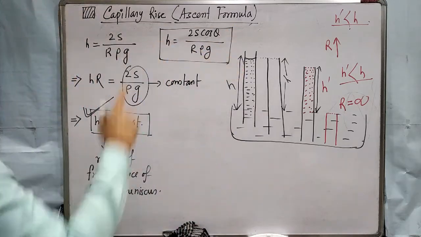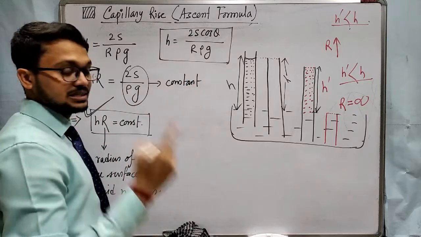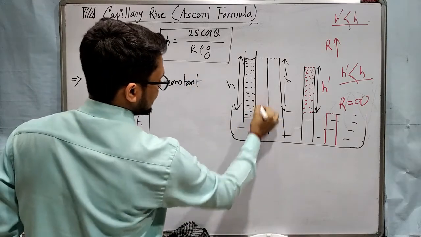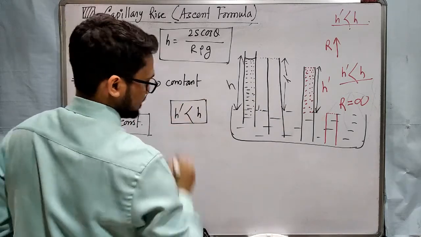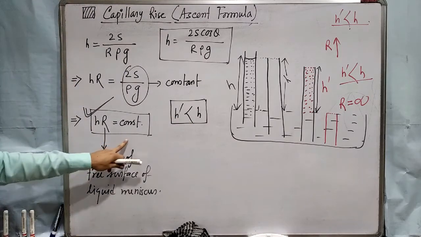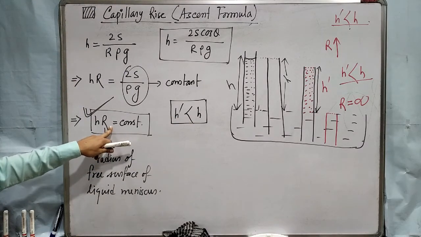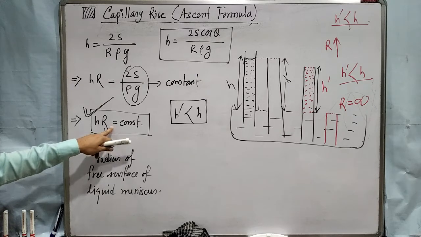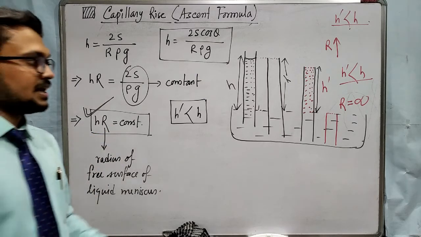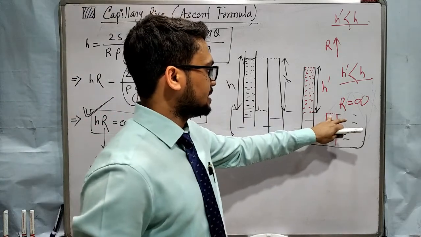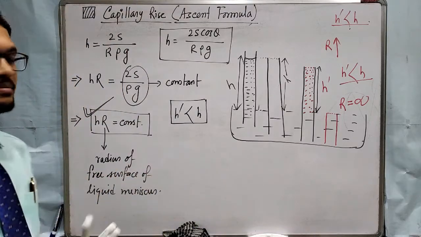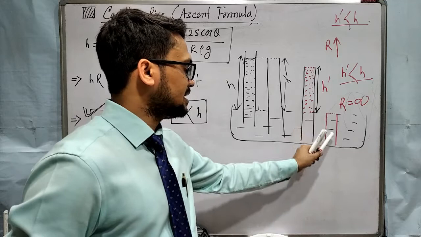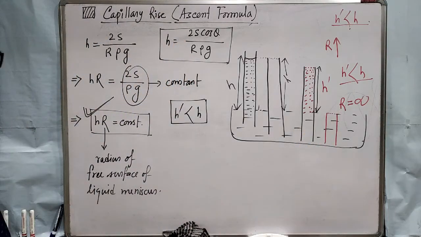Now H prime is measured from the free surface of the liquid, from this point. So if H prime is less than H, then you have to use this concept: the radius of curvature of the meniscus, the free surface of the liquid, will go on increasing, and when it is completely deep, then R will be infinity. There will be no concave, no convex curve when it is completely deep inside the liquid. Clear? So this is one important point.